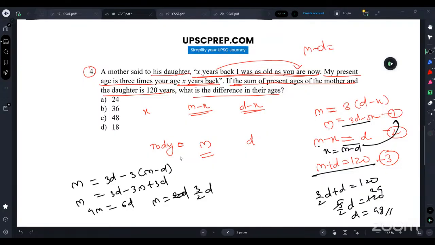Now you have D as 48, right? What will be mother's age? 3 by 2 into 48, right? So this is 24. So 72 will be age of mother and 48 will be age of daughter. So M minus D is 24. Option A is correct answer. Clear? Easy question this was, right?